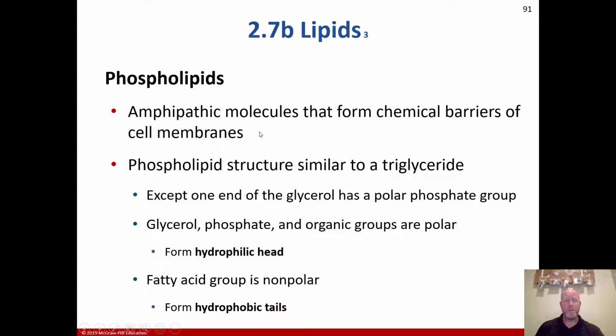Phospholipids are amphipathic molecules that form chemical barriers of cell membranes. The phospholipid structure is similar to a triglyceride, except one end of the glycerol has a polar phosphate group. Glycerol, phosphate, and organic groups are polar. They form the hydrophilic, or water-loving, head. And then the fatty acid group is non-polar, forming hydrophobic tails.